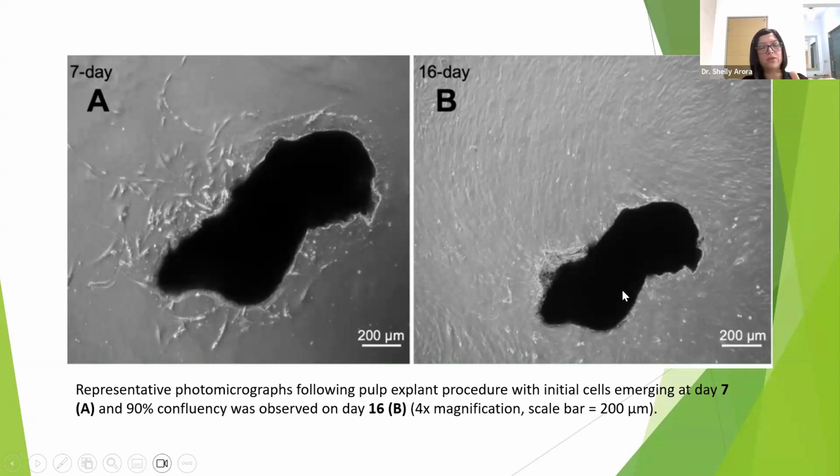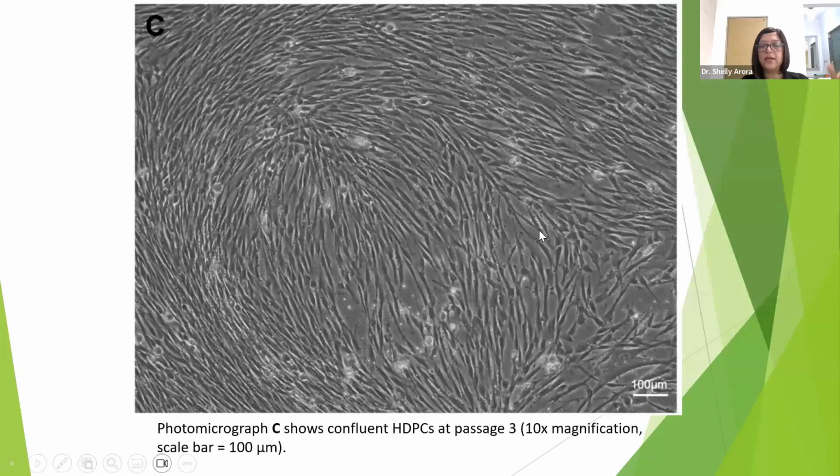When this stage comes up, we passage the cells. That is, we move the cells from the smaller vessel to a larger vessel. To move the cells, we dissolve them with another substance called trypsin, that is, trypsinization is done. And then we move the cells because we need lots of cells for doing the assays. Assays means the experiments. You all know that. Those were passage 1, these are passage 3 cells. They look like fibroblast-like cells because they are human dental pulp cells.